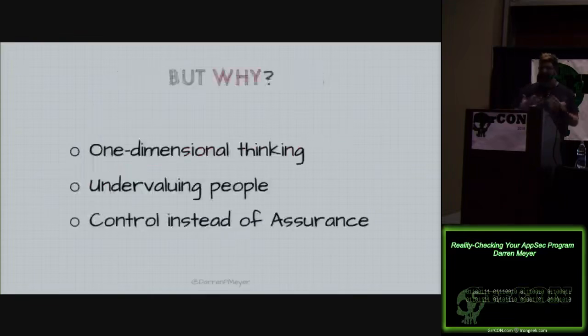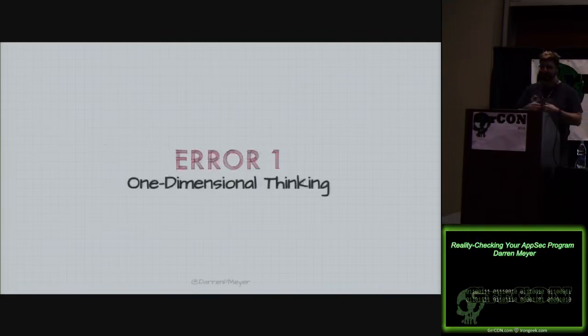So let's talk about why it doesn't happen, and it really boils down to three major problems that I've seen in organization after organization. One is one-dimensional thinking, which is that we try to boil everything down to a KPI. We undervalue people. We treat them as an inconvenience rather than as some key component of a proper AppSec program. And then we try to build a quality control program instead of a quality assurance program, and all the stuff that comes with that. Let's dig in a little bit.